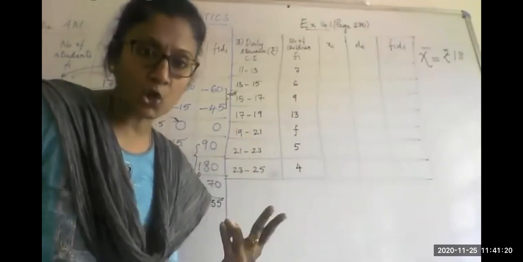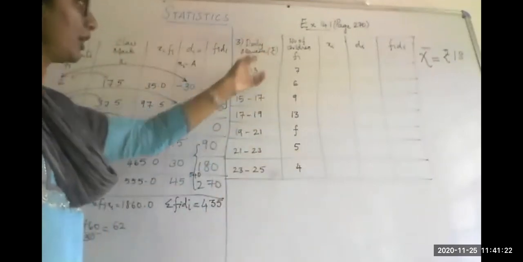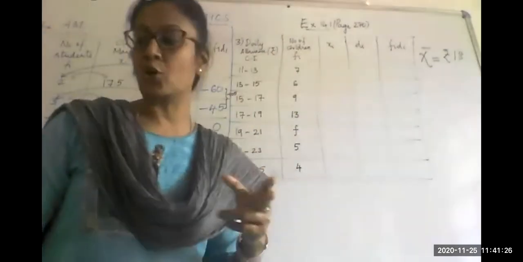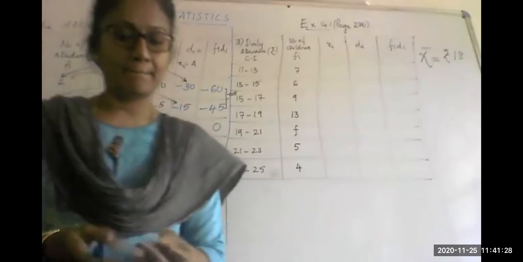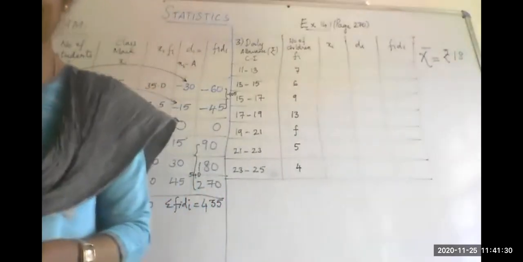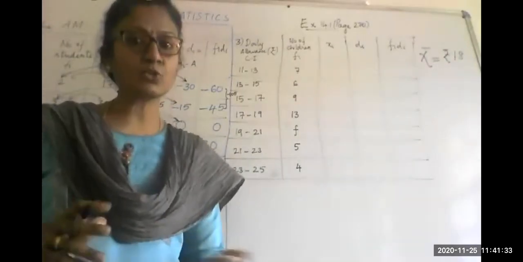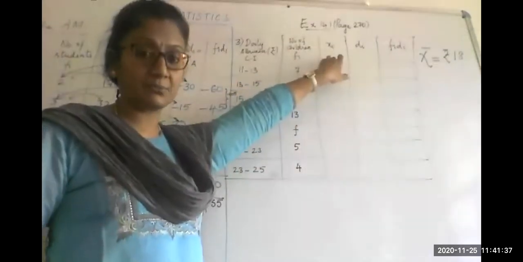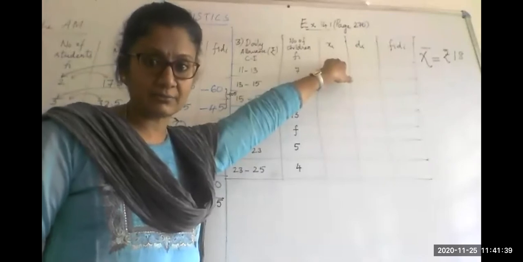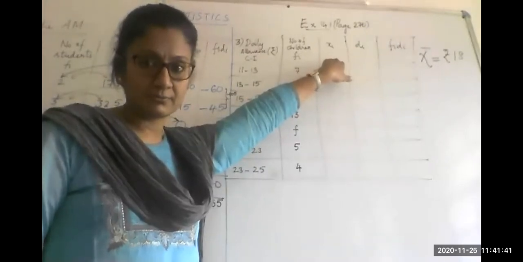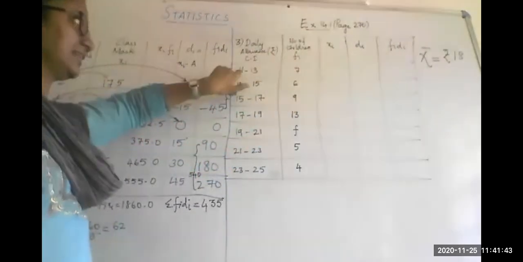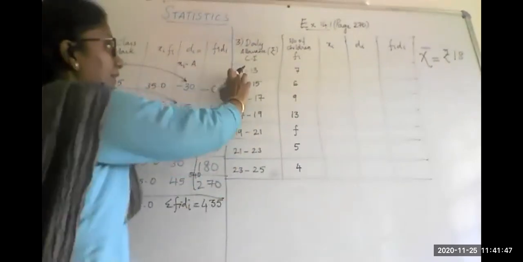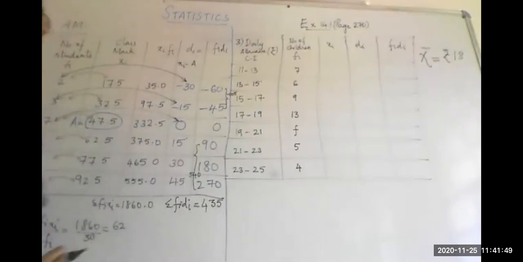So which are the two columns I have to prepare? They would have given me the class interval and the frequency. Which are the other two columns that I have to prepare? Class mark and deviation. So immediately what I have to prepare? The class marks. What is the class mark? Upper limit plus lower limit by 2. Yes, it is the average of the upper and the lower limit of the class. So add 11 plus 13 divided by 2, 24 by 2.